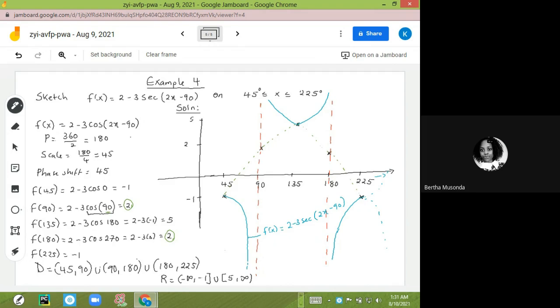Sir, I didn't understand on the domain. Why is it that the 45 is not included when the 90 as well is not included? For the domain, the 45 should be included. There's no asymptote there. At 90, there's an asymptote. So even the 225 we include, the 180 we don't include because there's an asymptote there. So at which guy should be 0? Hello? You said that which guy should be 0?